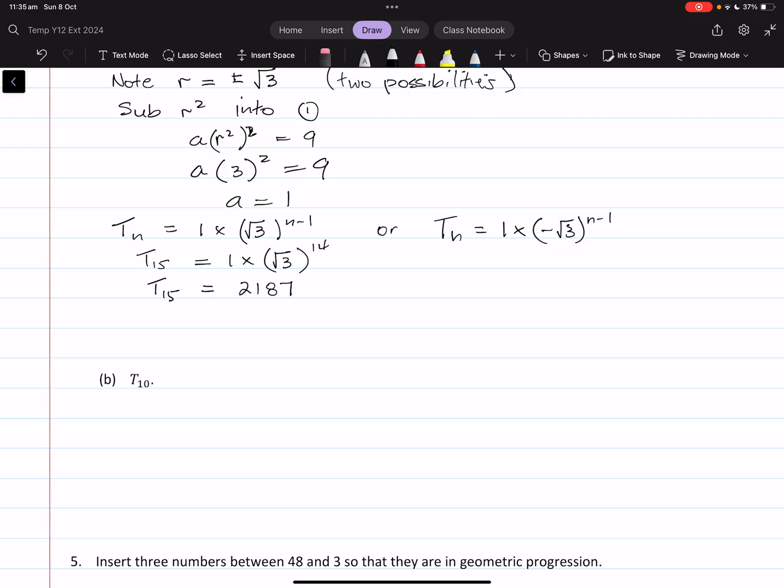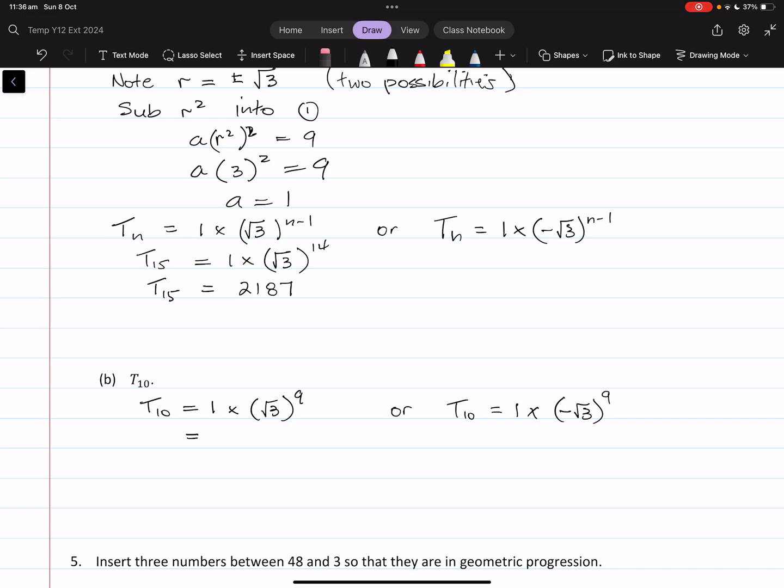We have term 10 is equal to a outside of r, which is either the positive root 3 to the power of n minus 1, which is 9, or T10 is equal to a outside of minus root 3 to the 10 minus 1. Because r can be, remember, either positive or negative root 3.